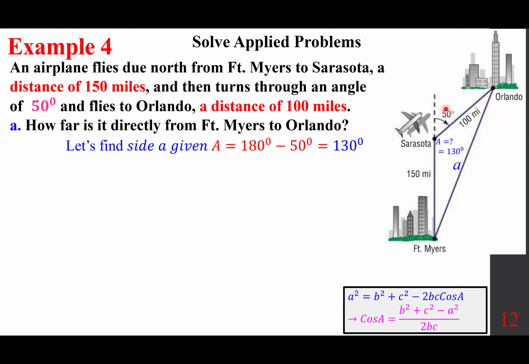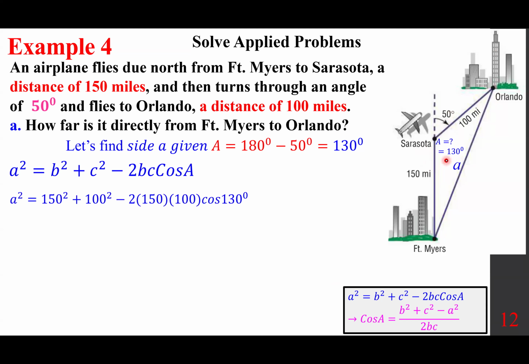And now we use the cosine law, A squared equals B squared plus C squared minus 2bc cosine. So A squared, which is missing, equals 150 squared plus 100 squared minus 2 times 150 times 100 times the cosine of the included angle for those two, cosine of 130. Then you put it into a calculator, class, okay?